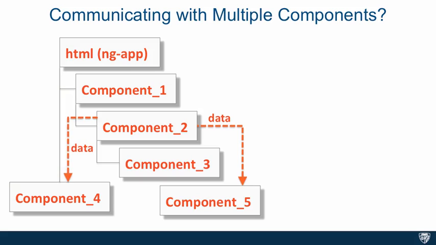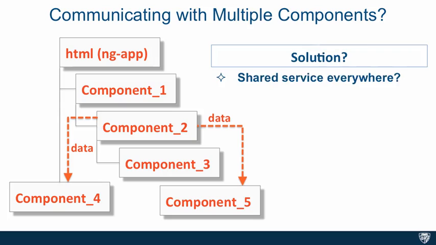And what about communicating with multiple components at once? Here, the components we want to communicate with seem scattered all over the DOM. Component 4, for example, is neither a descendant nor an ancestor of our component 2 where we're sending the messages from. Yes, we could still use our shared singleton service approach, but we'd have to use it everywhere and things are getting a bit messy.